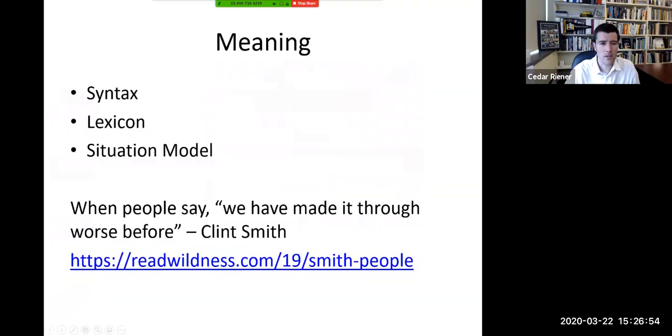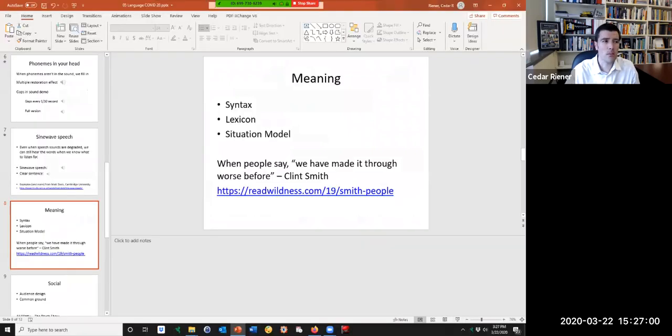Okay, so I thought that was quite a powerful poem, for me at least, but also I wanted to talk about how we can use that poem to talk about syntax, lexicon, and situation model.